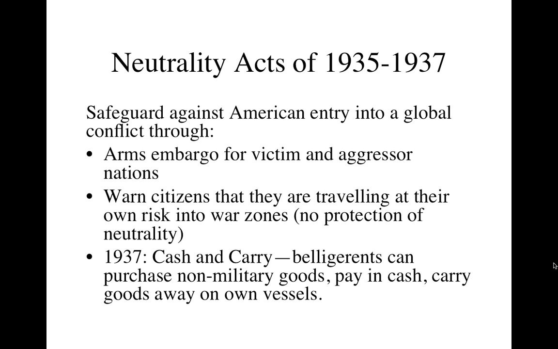So we have arms embargoes for both victim and aggressor nations. If France is invaded by Germany, they're on their own. Warn citizens who are traveling that they're at their own risk, basically saying, if you get on a boat and there's a war going on and that boat gets sunk, expect no protection or help from America. And then in 1937, you get the strictest one, which is that if you want to buy American goods and you are at war, you must pay cash, no U.S. loans, and you must carry your own goods away on your own vessels. American ships and American wealth will not be tied into this war in any way.